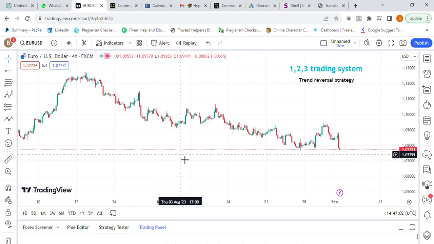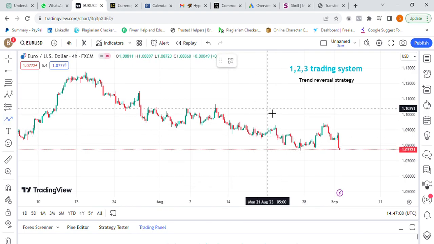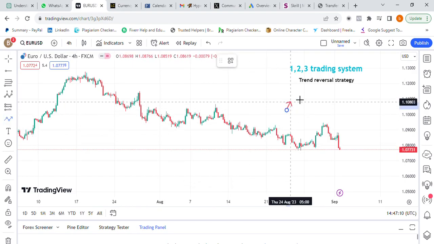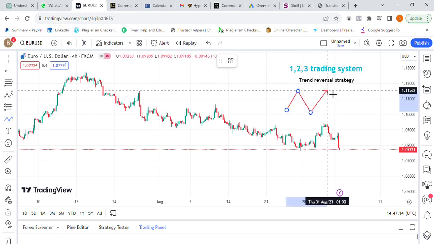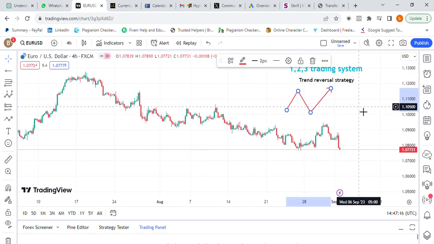Now let's pick up this tool here. This is a path tool. Let me show what it means. This is where you draw the points. It's your point 1. This should be your point 2, and this is your point 3. This is how it works.